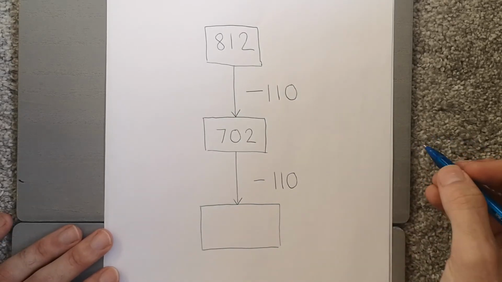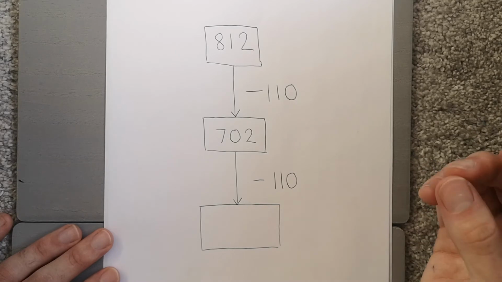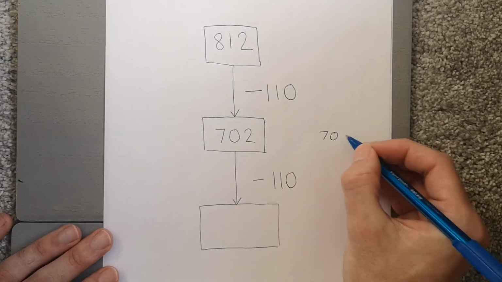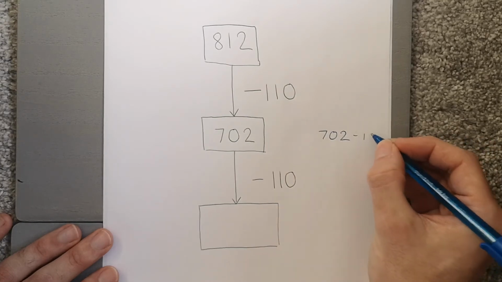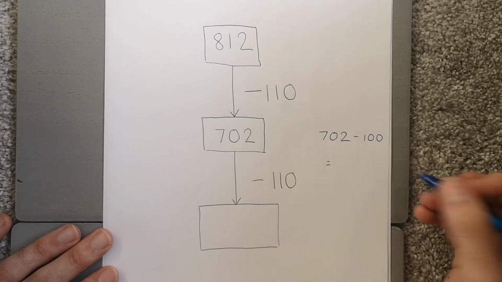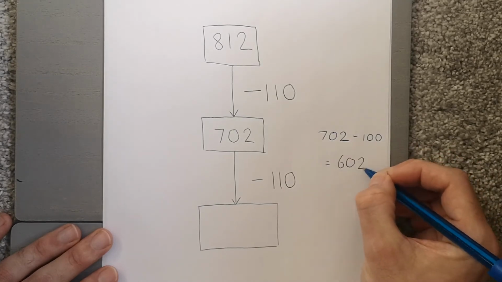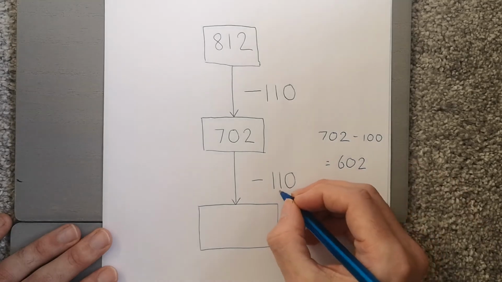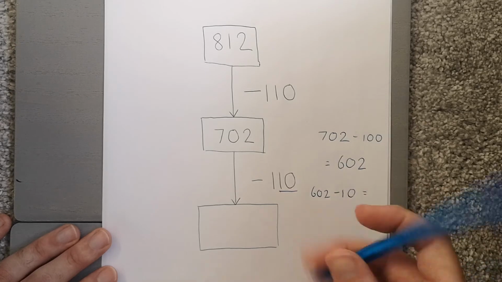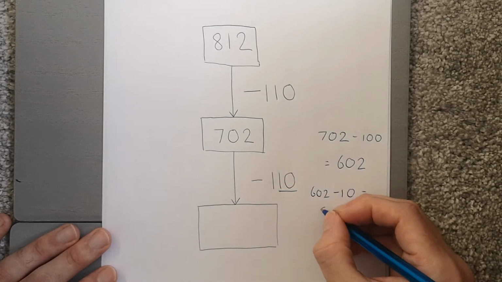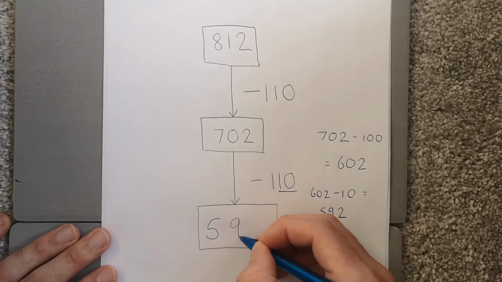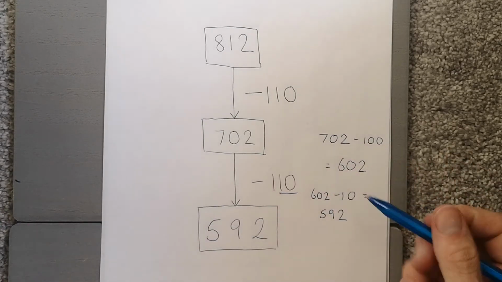Now we shouldn't need to do this as a column subtraction. We should be using our brain. In our brain we should have 702. Right, let's take away 100. So 702 take away 100 is going to give me 602. Yep. So now I've got to take away 10. So 602 take away 10 will give me 592. And that's it. 592. And that's all you do.